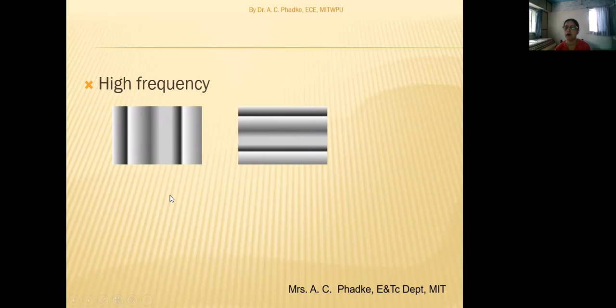And if you go for natural images, in addition to horizontal and vertical variations, you can also have intensity variations in all other directions, diagonal directions. So there can be intensity variation along any direction from 0 degree to 360 degree. Okay. So these are examples of high frequency contents.